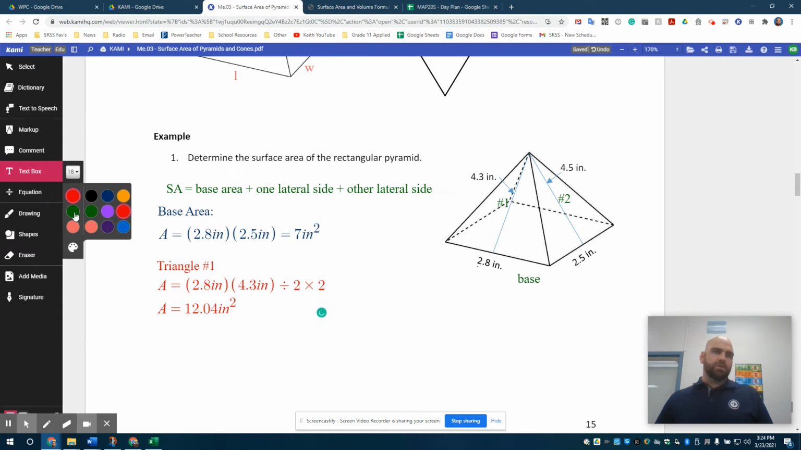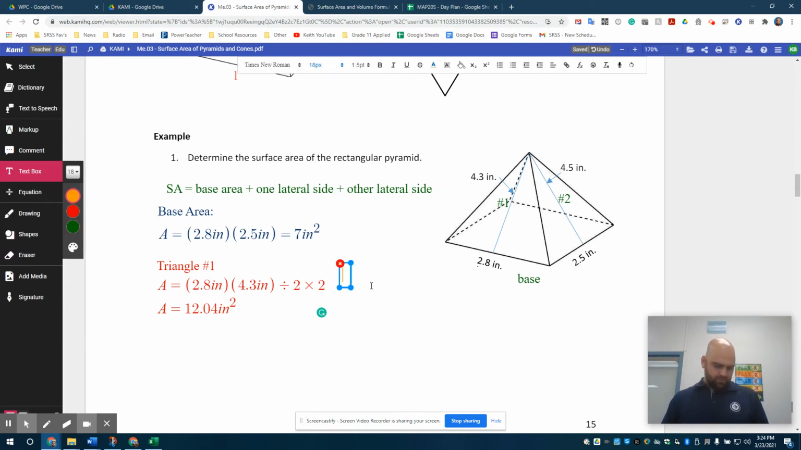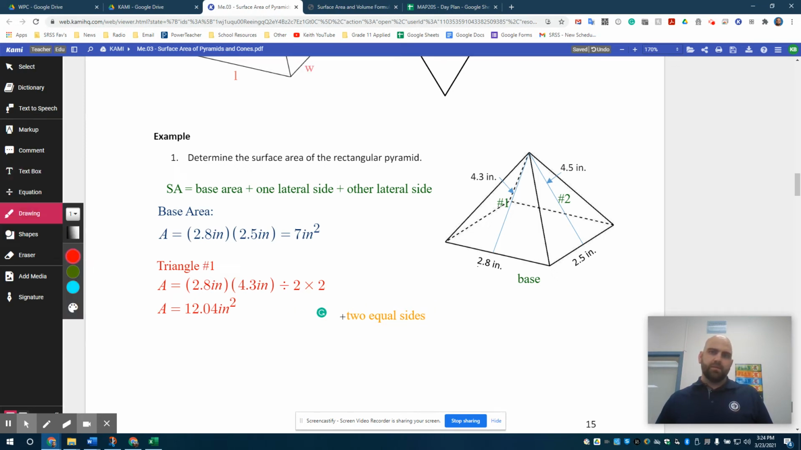I'm just going to put in 2 equal sides, and I'm going to draw a little line in there just to represent it. That's why we multiply by 2. So I multiply by 2 because there are 2 equal sides.